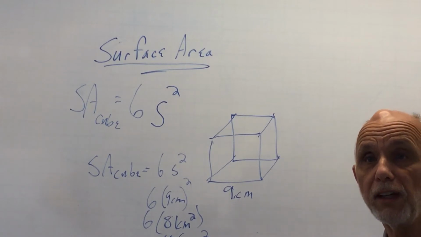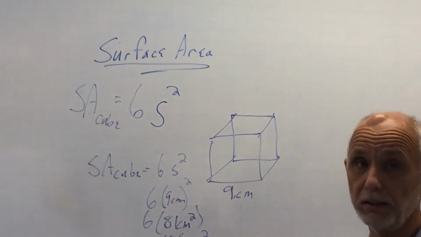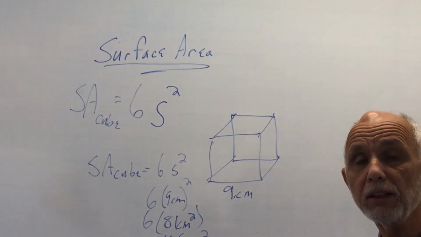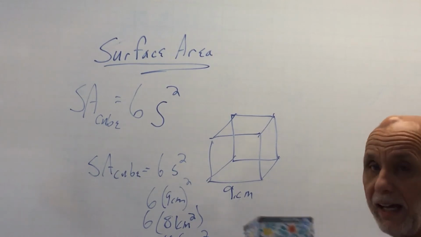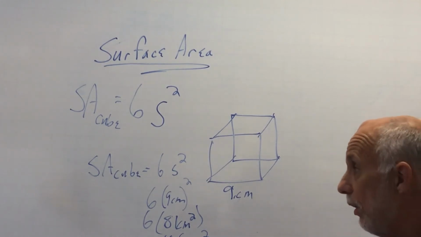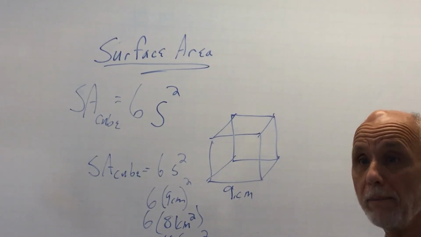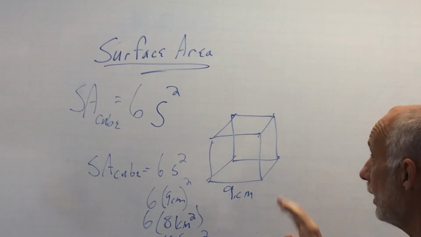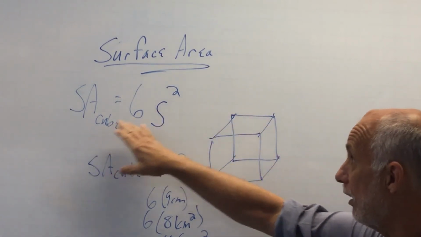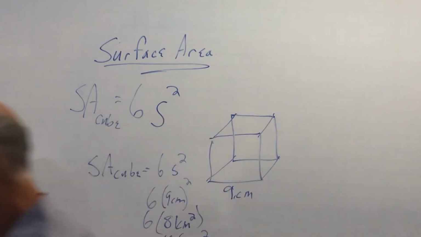And why is surface area a square measurement? Because it's area. And all area is two-dimensional. I want to know what fills in the sides of this thing right here. Okay, that's two-dimensional, which is a square measurement. And area is always a square measurement. So again, to find the surface area of a cube, we want 6 times s to the second power.